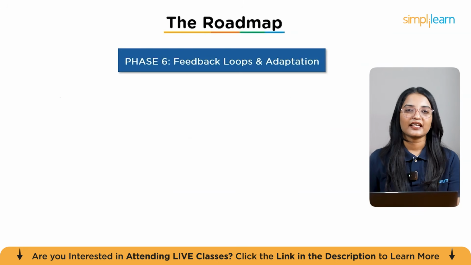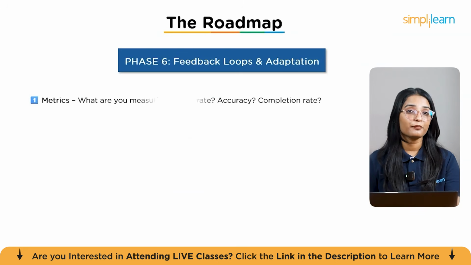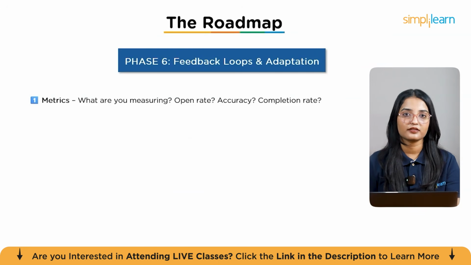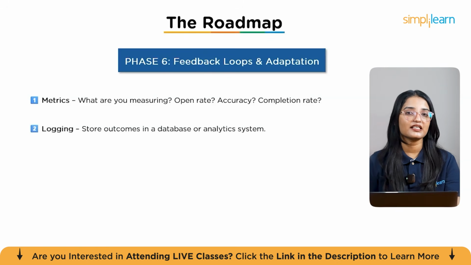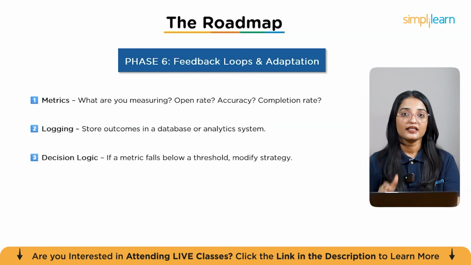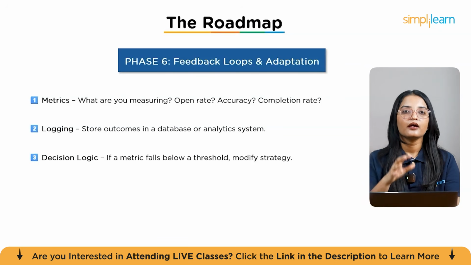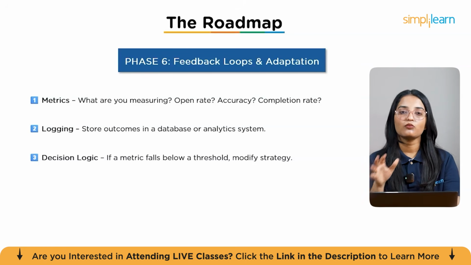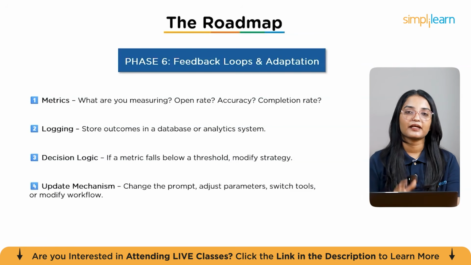Now, let's simplify the technical side. You need to focus on four main components here. First is metrics, which means what are you measuring? Open rate, accuracy, completion rate. Next is logging. It means storing outcomes in a database or analytics system. Then decision logic. If a metric falls below a threshold, modify strategy. Finally, update mechanisms. Change the prompt, adjust parameters, switch tools, or modify the workflow.